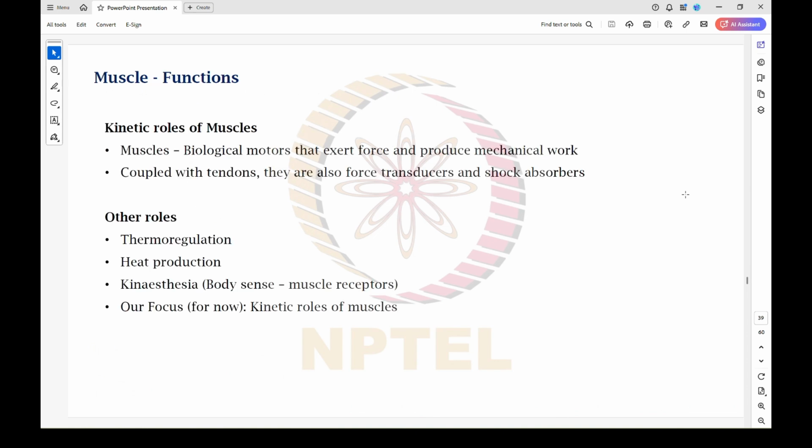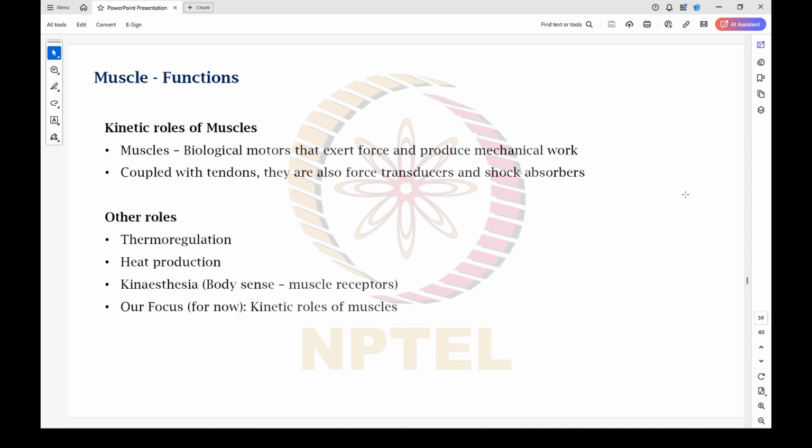Okay. Now, coming to muscles and their functions. Muscles are the inherent biological motors that exert force and produce mechanical work. These muscles are coupled with tendons, so basically the muscles will produce or exert the force, which will then be transduced to the bone through the tendons.